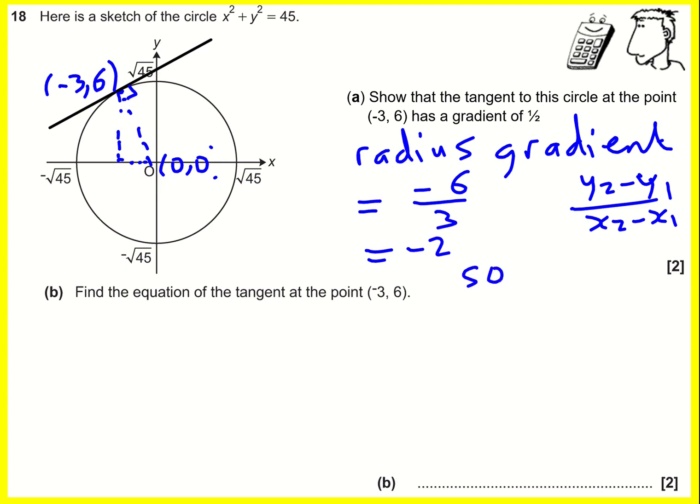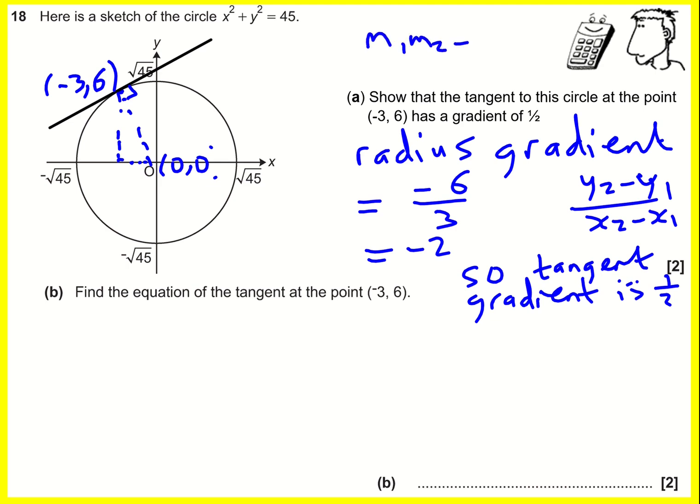So the tangent gradient is a half. I've used the fact that m1 times m2 is equal to -1. I might just write that up there, but I think that's enough working to show that. Okay, brilliant. We've got now that the gradient of this line is a half.